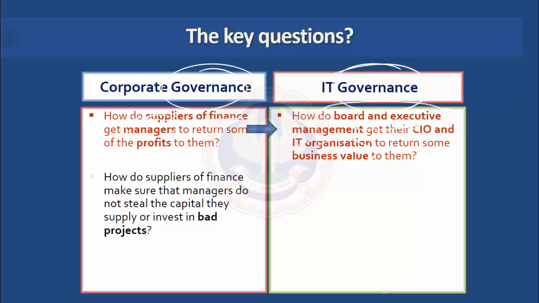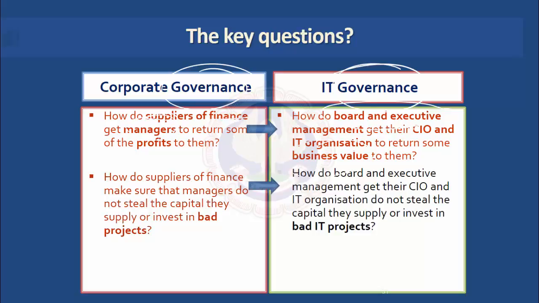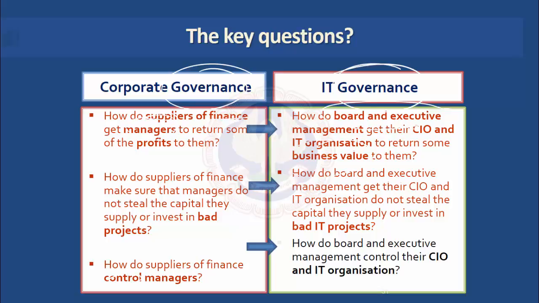In the case of corporate governance, we're talking about the suppliers of finance making sure that managers do not steal the capital, which means they're looking at risk from investment in bad projects. Whereas in IT governance, we are looking at the board and the executive management getting their CIO and the IT organization to not steal the capital or invest in bad projects, and related to IT. Here, in the case of corporate governance, we are talking about controls, and in the case of board and executive management, we're looking at the CIO and the organization.